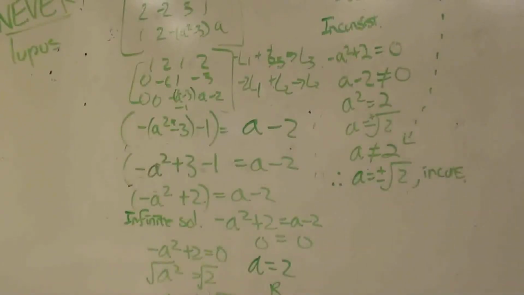Can there be a unique solution? Like I said, get the infinite solution possibilities out of the way, inconsistent possibilities out of the way, then anything else is by default a unique solution. So inconsistent is plus or minus square root of 2. Infinite solution does not exist, as we said. So anything except plus or minus square root of 2, unique solutions. Always, always, always. So that's all there is.